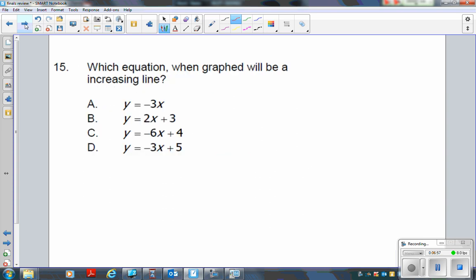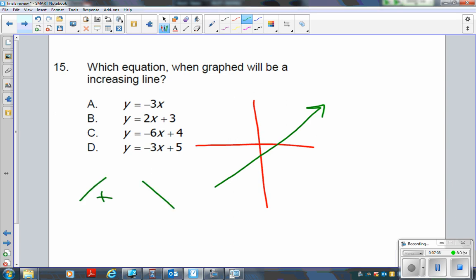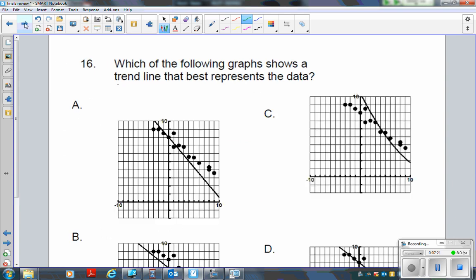Which equation will be increasing? Well, that's pretty easy. If a line's going to be increasing, that means it goes upwards. If something goes upwards, the slope is positive. Do you guys remember slope man? The line that goes up is positive. This slope is negative, this slope is negative, this slope is positive, this slope is negative. The answer is B. Or you could just graph them and look at the picture.